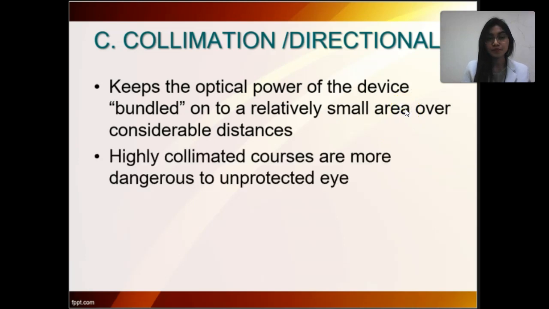Highly collimated sources are more dangerous to the unprotected eye. That's why the class 3B laser used for therapy cannot be exposed to the eye, even for a brief exposure. It could cause a permanent eye injury. So we should strictly practice and observe the precautionary measures.